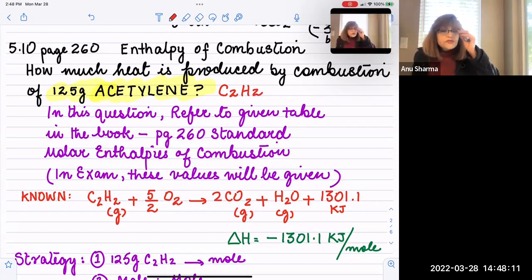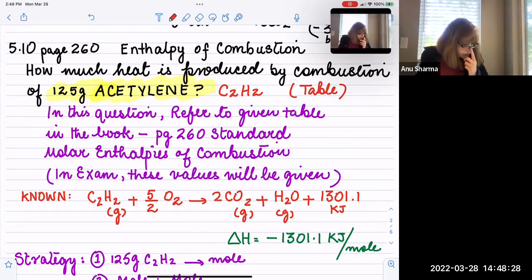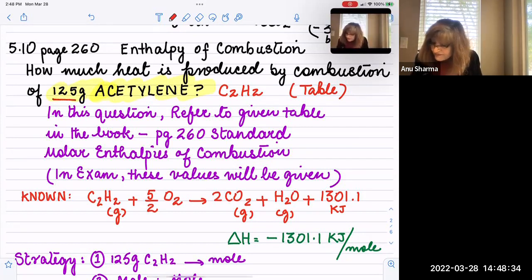Now, students who are in Chem 25 or Chem 1A programs, since we're not doing much organic chemistry, we will give you the formulas for these. But even if they're not given, you can get them in the given tables. There's going to be some clues, so don't worry about that. We are given 125 grams of C2H2, and we're being asked how much heat is being released.